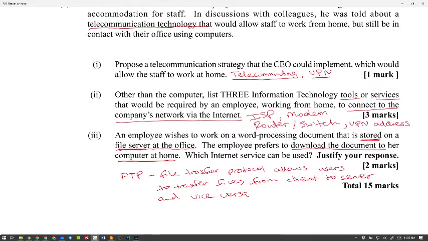So there's an argument here that you could use HTTP, because HTTP is a viable way of downloading files. It's just that FTP is what the syllabus pushes you to, because remember the syllabus was 2008, so HTTP wasn't as robust as it is now, but FTP is the best one. If you say HTTP, I think you will still get it correct, because it's the same concept.